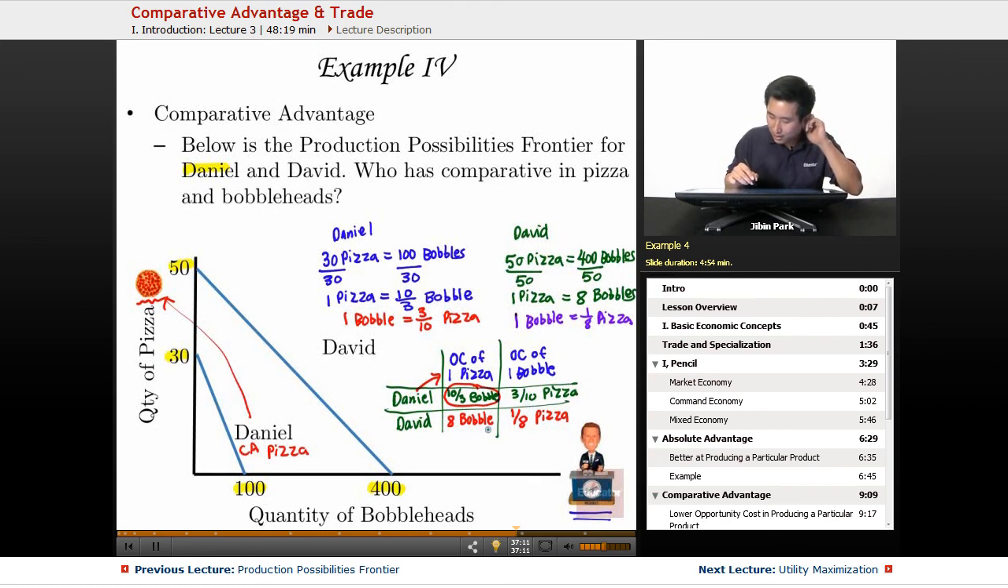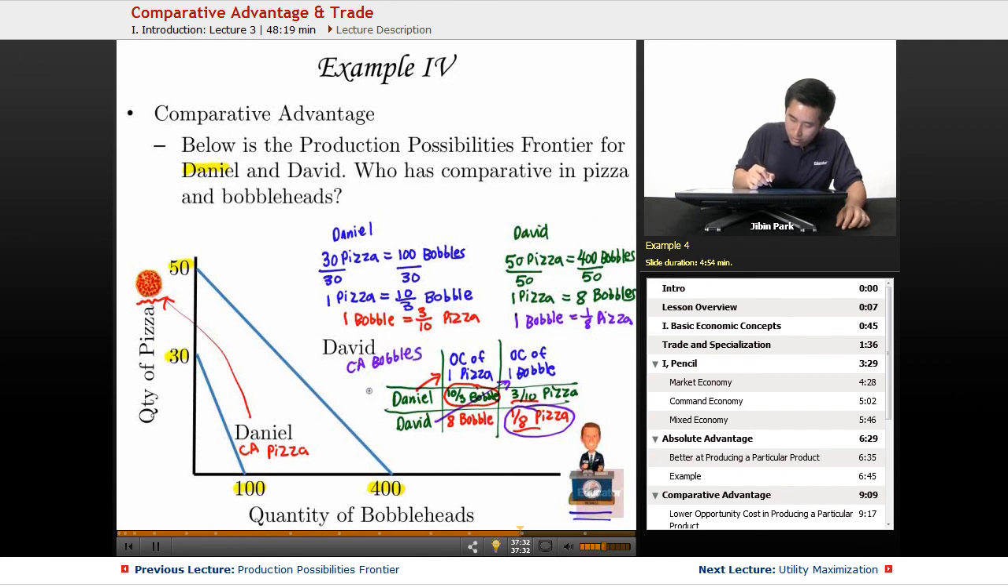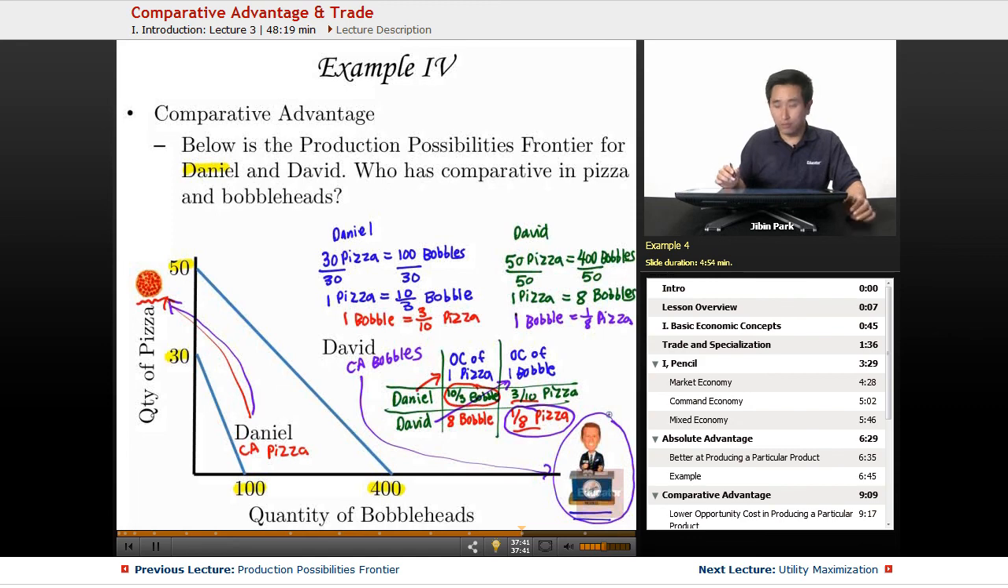So when David is making a bobblehead, he's giving up production of 1/8 of a pizza, whereas Daniel is giving up 3/10 of a pizza. So clearly David is more suited to make the bobbleheads. He's only giving up 1/8 of a pizza here. So David has comparative advantage in making bobbles. So Daniel should really focus on the pizza aspect of the business, whereas David is the more valuable component in making these Vin Scully bobbleheads.